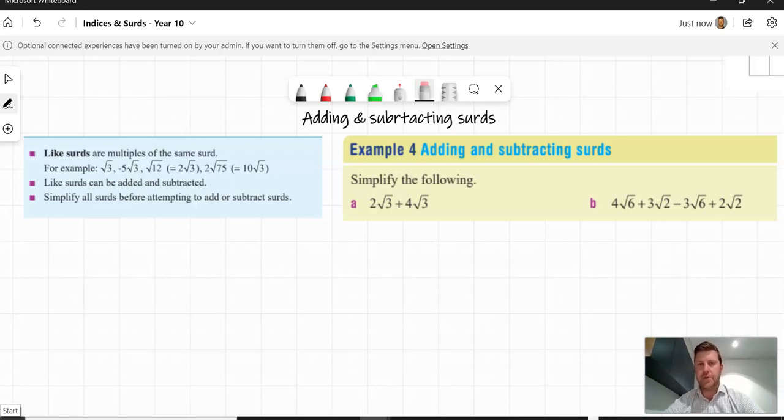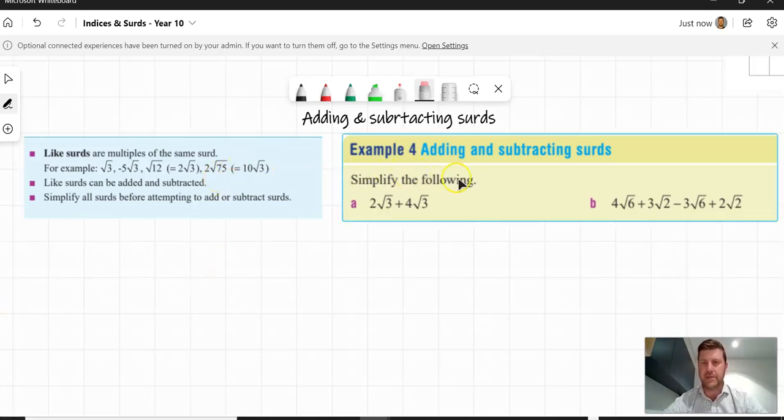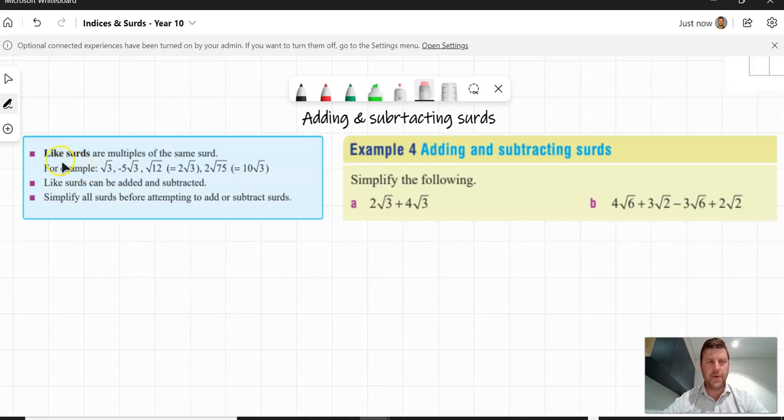In this video, I'm going to show you how to add and subtract surds. I'm going to go through a few key ideas here and then get into some examples. So first of all, in order to add and subtract surds, we're looking for like surds. So what are like surds? Well, they're multiples of the same surd. So there's some examples here.